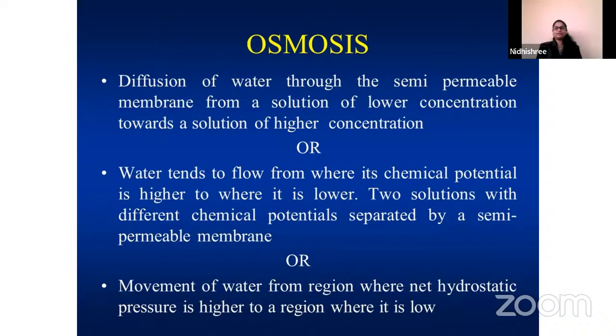Okay, thank you. So these are a few definitions of osmosis. Why did I add all these definitions? Because they may ask in a multiple choice question which is a correct definition. All these three are correct definitions of osmosis. The first one is related to concentration. The next one is related to the chemical potential. The third one is related to hydrostatic pressure. So all these three definitions are correct for osmosis.